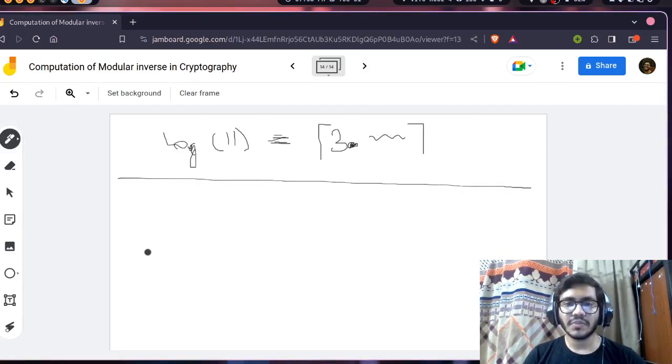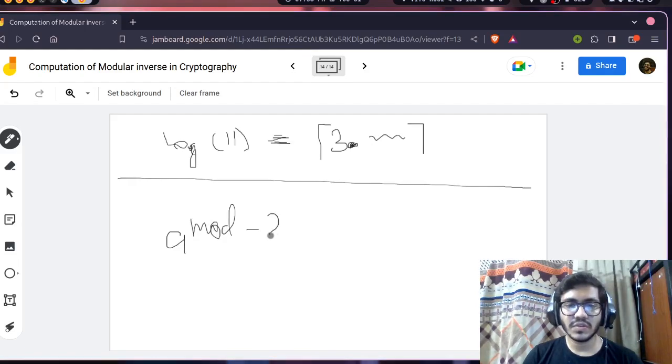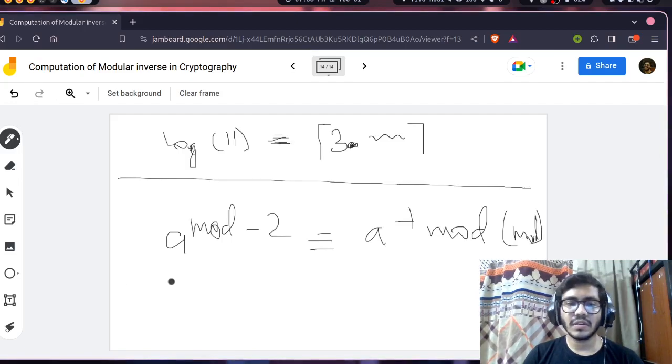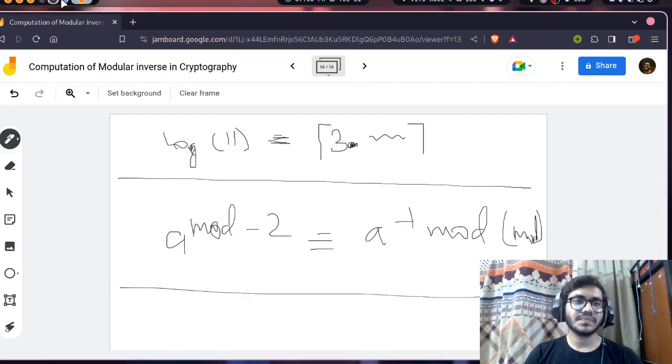Now after binary exponentiation is done, you can always do A to the power mod minus 2 to get the inverse, right? This is basically A inverse mod of whatever mod you took, right? Now we'll try to do this also.